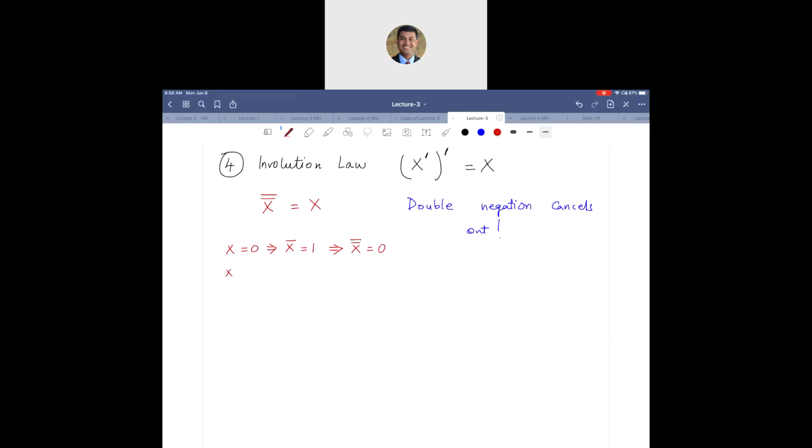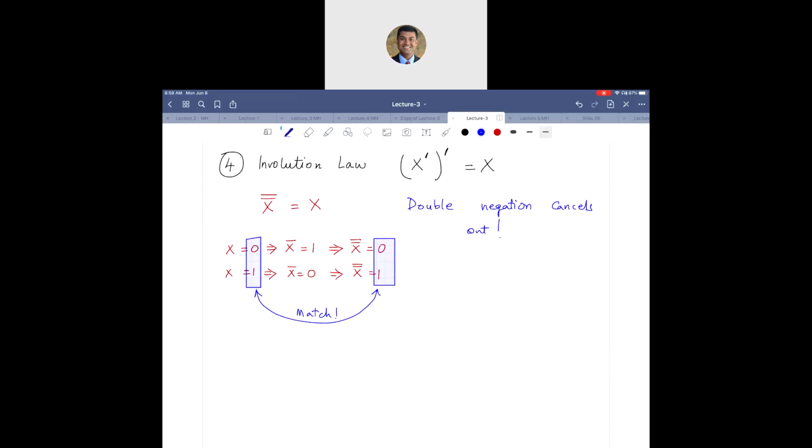X is 1, X complement is 0, X double complement is 1. Now if you take a look at these two columns, they match up exactly. So it's just double negation. 0 becomes a 1, 1 goes back to 0. So that's property number 4.